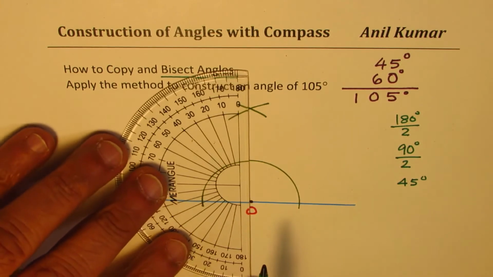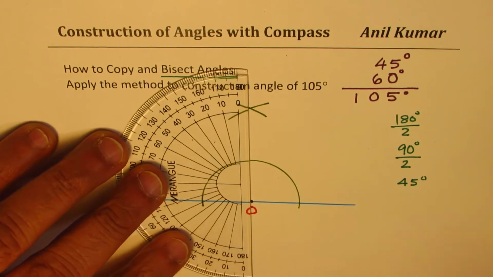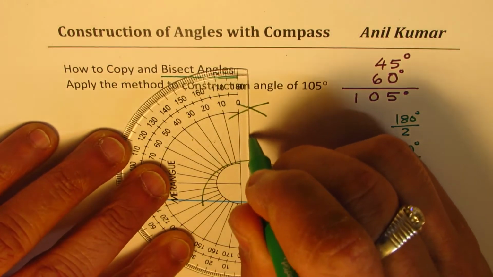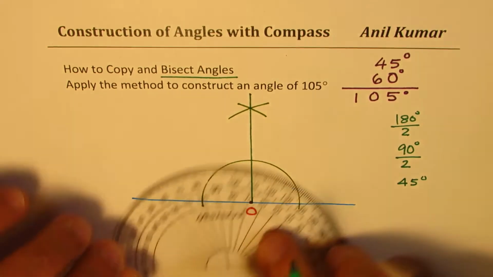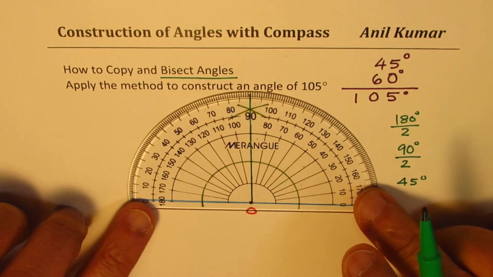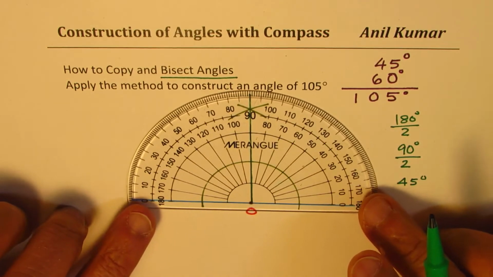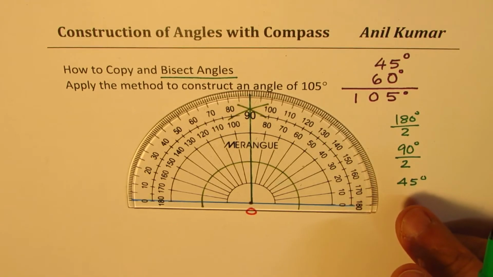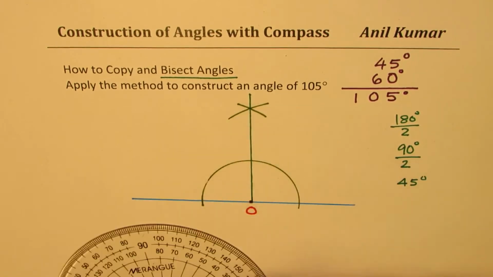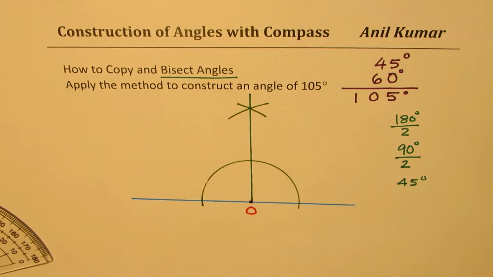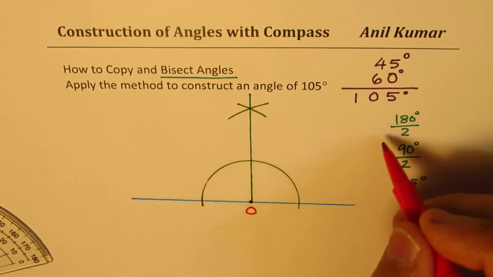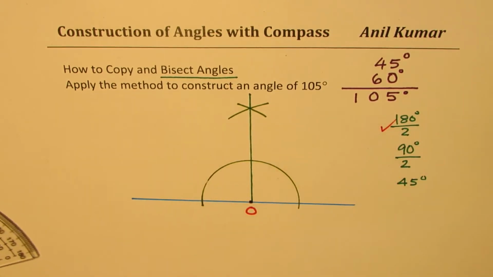Perfect. So I'm going to join this. Once I join it, you will find that this is exactly 90 degrees. You can verify. This protractor will only be used to verify our result. As you can see perfectly, it is 90 degrees. So we did the very first step, and that is we bisected 180 degrees to get 90 degrees.